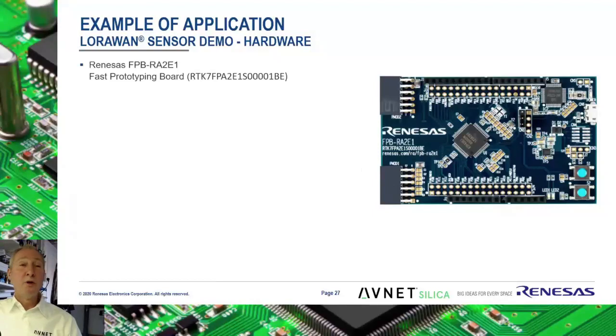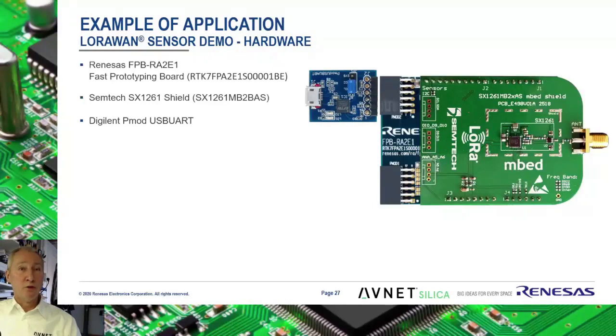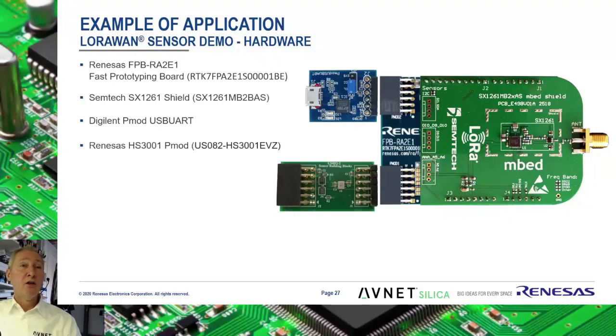Now the hardware that we'll be using consists of the following boards. The RA2E1 fast prototyping board from Renesas, as you see here. The SX1261 Shield from Semtech. The USB to UART PMOD from Digilent. And finally, the HS3001 PMOD from Renesas to measure temperature and humidity.